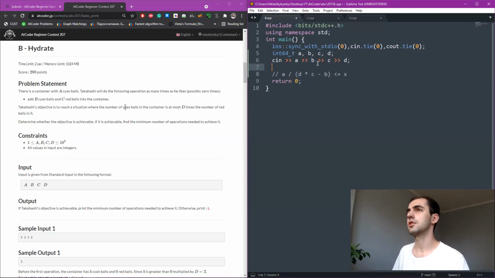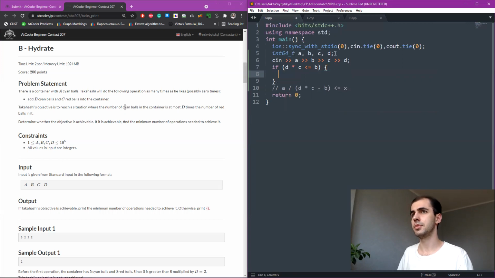There's something subtle here. Okay. D times C is less than or equal to B. I think then there is no answer, right? Because it means that we are adding cyan balls way too quickly. Right, I think then there is no answer.